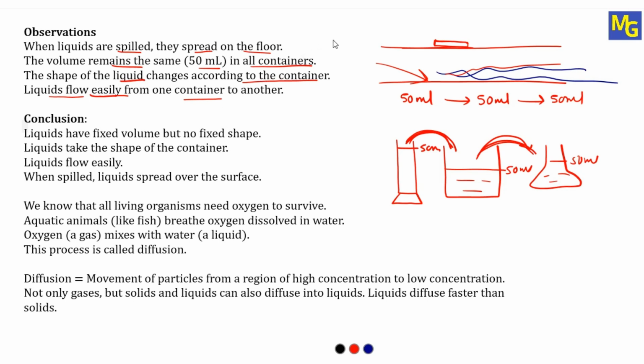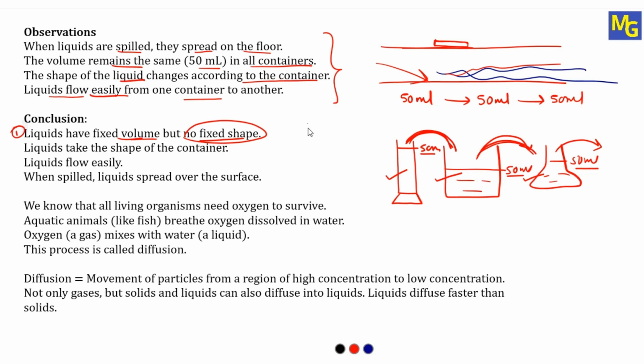So based on all these observations, what conclusion can we make? The conclusion is, first point, liquids have fixed volume but no fixed shape. So the volume is fixed. See here, 50 ml in beaker, 50 ml in conical flask, in round bottom flask also 50 ml. So they have fixed volume but no fixed shape. First it took the shape of the measuring cylinder, then beaker, then conical flask, and if we transfer it to some other shape of container, it will take the shape of that container. So it doesn't have any fixed shape.